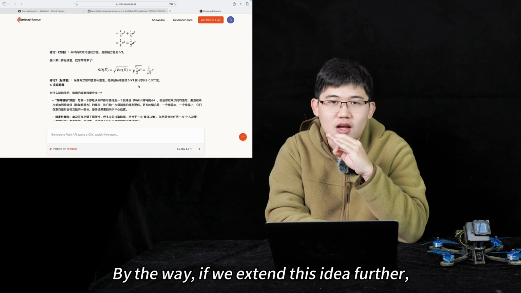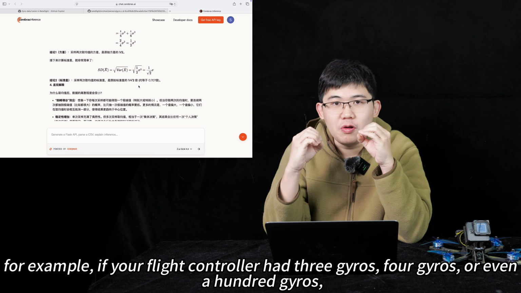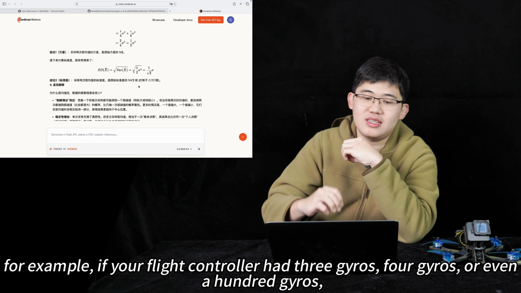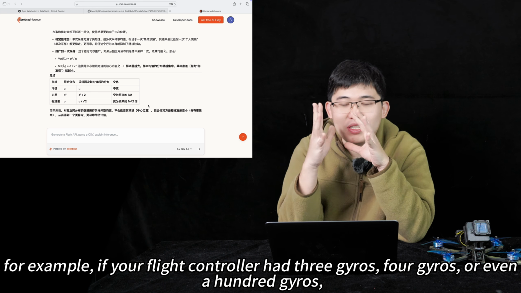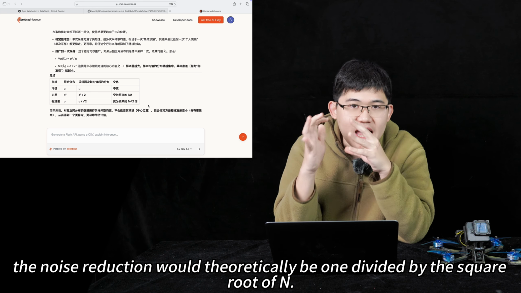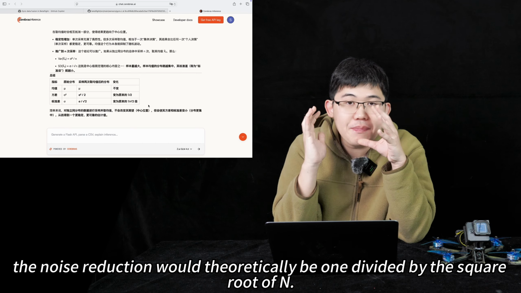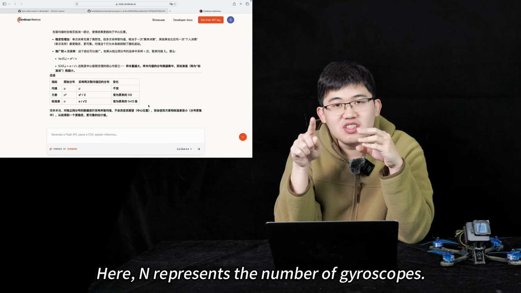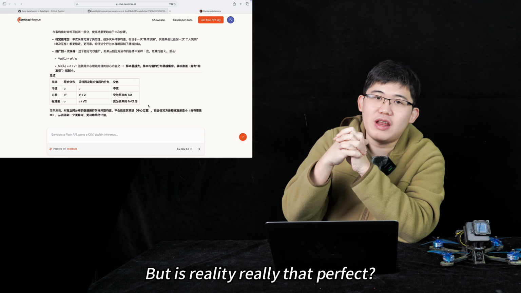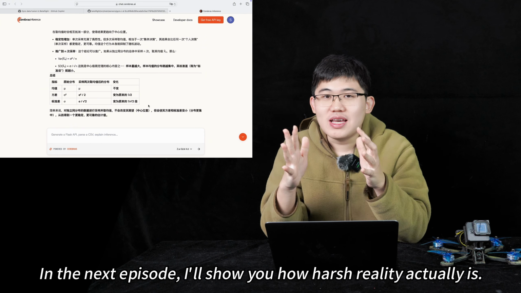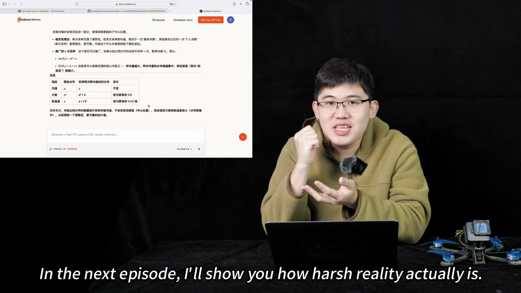By the way, if we extend this idea further, for example, if your flight controller had 3 gyros, or 4 gyros, or even 100 gyros, the noise reduction would theoretically be 1 divided by the square root of n. Here, n represents the number of gyroscopes. But is reality really that perfect? In the next episode, I'll show you how harsh reality actually is.